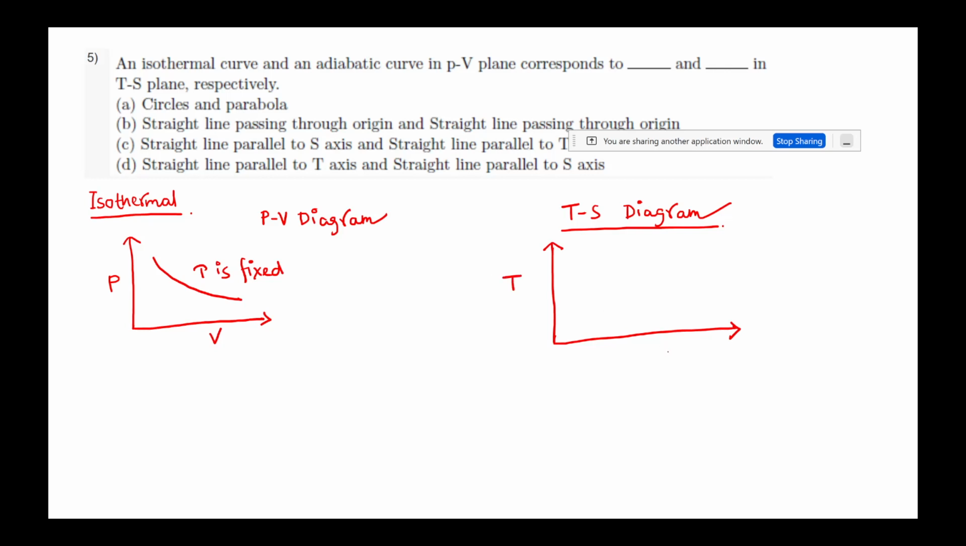Now for isothermal process, temperature is fixed. Since temperature is fixed, this will be a constant horizontal straight line parallel to the S axis. So first thing, for isothermal, a straight line parallel to S axis. Now we have to talk about the adiabatic curve.